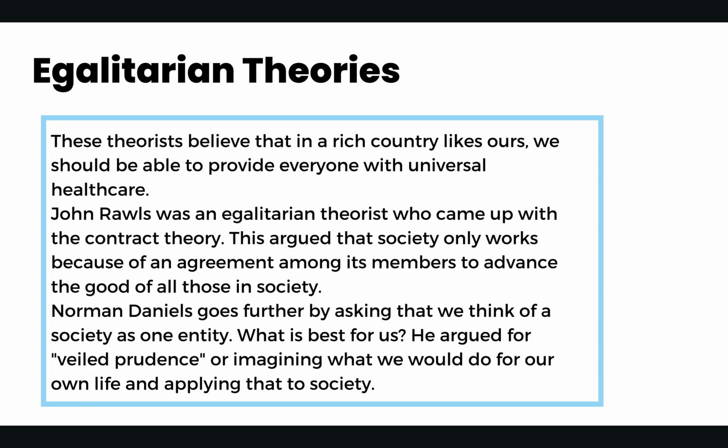Norman Daniels goes further by asking us to think about society as a whole. So what is best for all of us together? And he argued that when thinking about that, we should imagine what we would do for our own life and apply that to society. So if we would want in our own life to get a heart transplant, if we needed a heart transplant, then we would apply that to society.